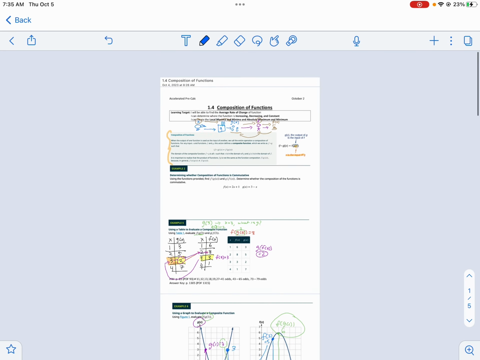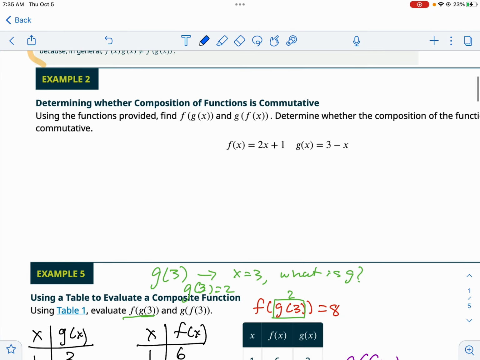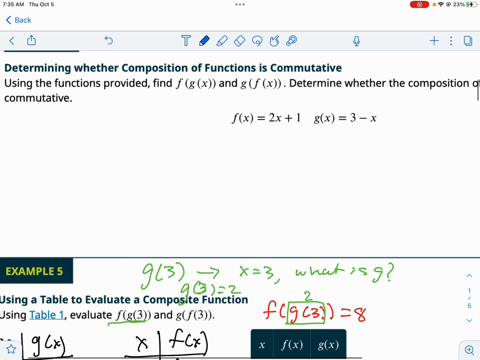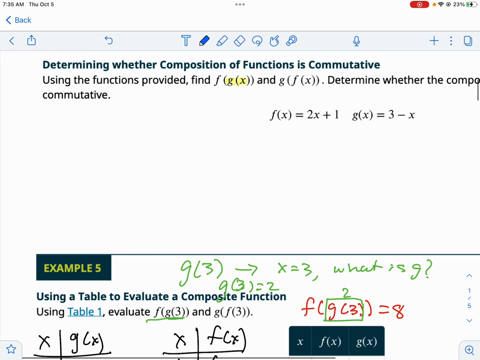So go back to the computation. We did this on the quiz. This is called F of G of X. So G of X is on the inside. F is on the outside, G is on the inside. So what I like to do is I'm going to write F.